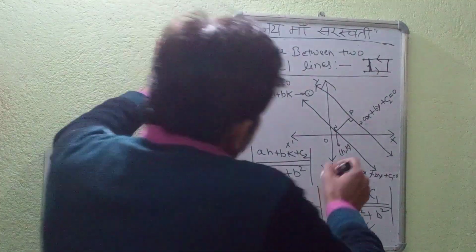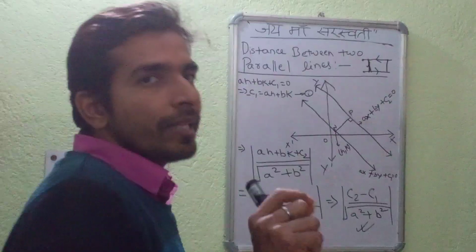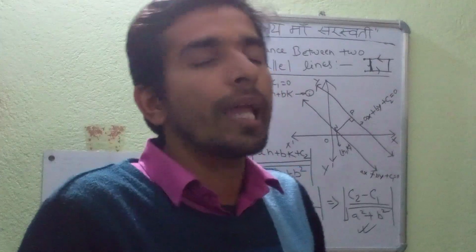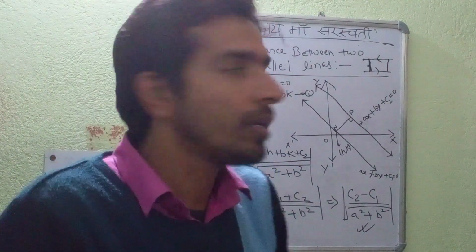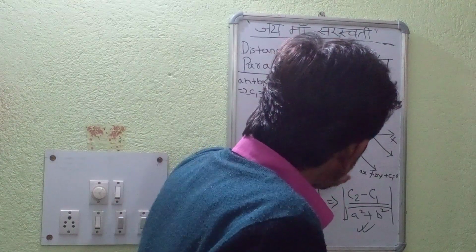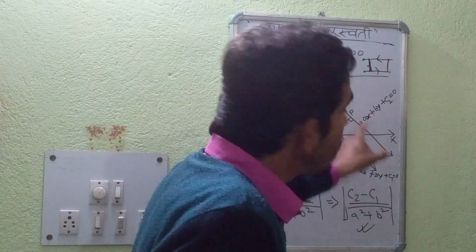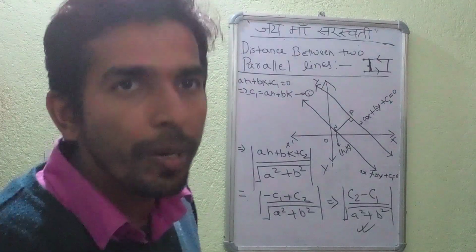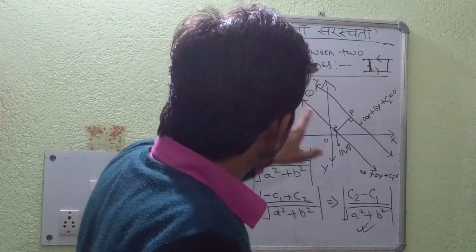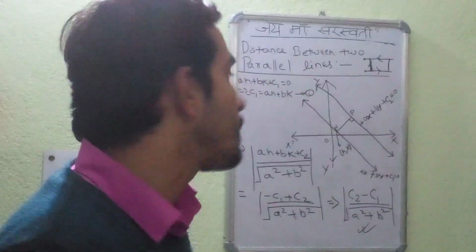Now we will take this point (h, k) and this point P. We will join P to N, that is NP, and we will calculate the perpendicular distance. The perpendicular distance from this point to this parallel line will be the distance between the two parallel lines. So first and foremost, we have formed one equation, which is in the form of c1.